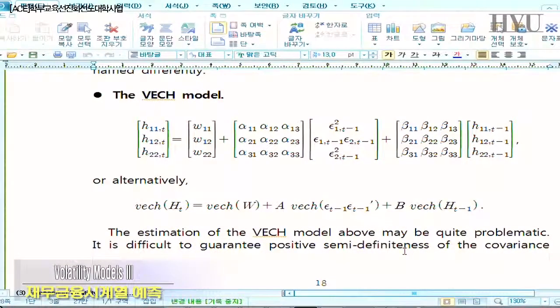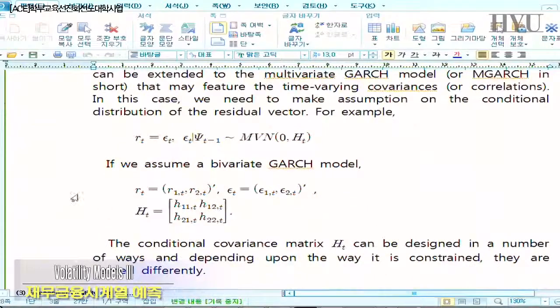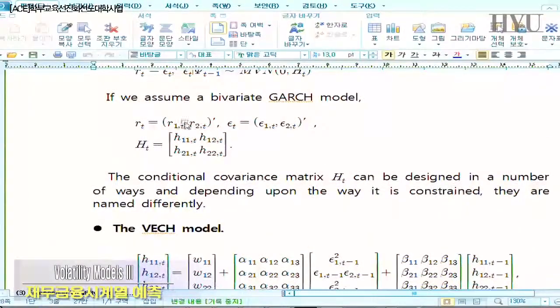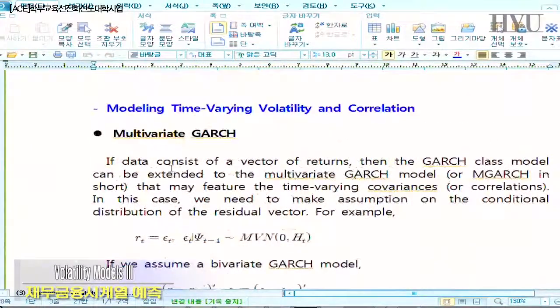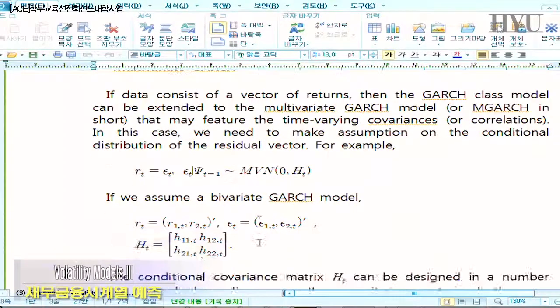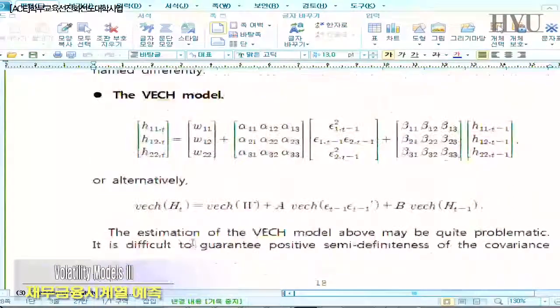Here is one version. This part doesn't have any parameters to be estimated, but here you are specifying this as a GARCH. If you specify this and define H at t, then you can evaluate this multivariate normal distribution, right? So specifying H_t is important. And here I just introduce you to the name only, the VECH model.